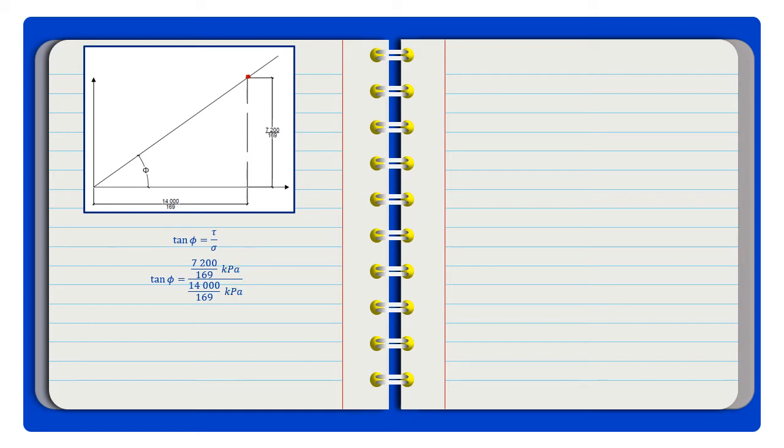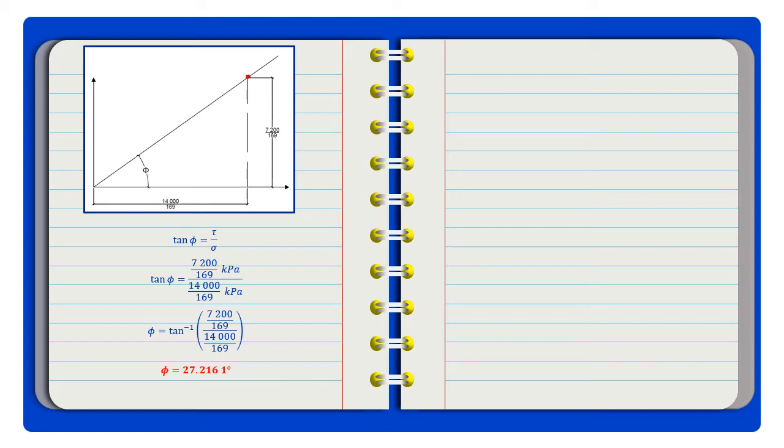So, para makuha natin si angle of internal friction, we will get the inverse tangent of the quotient ng mga values na to. So, that will be phi is equal to the inverse tangent of 7,200 over 169 divided by 14,000 over 169. So, calculating that one, our calculator will give an answer of 27.2161 degrees. Ito ngayon yung angle of internal friction natin.